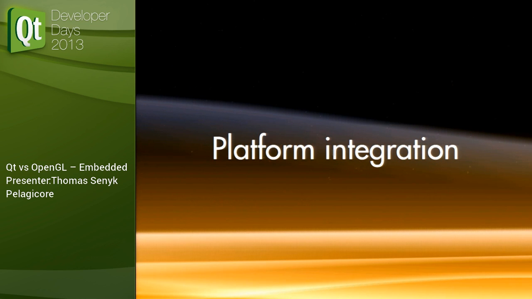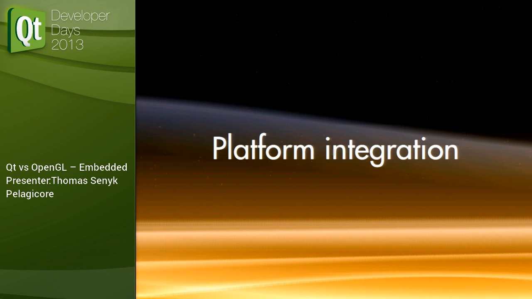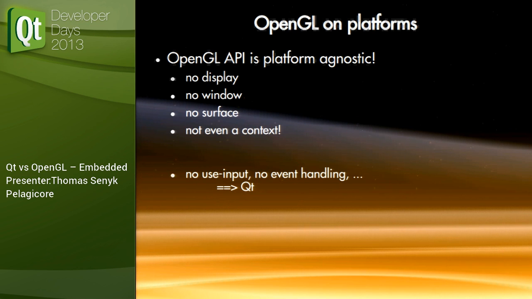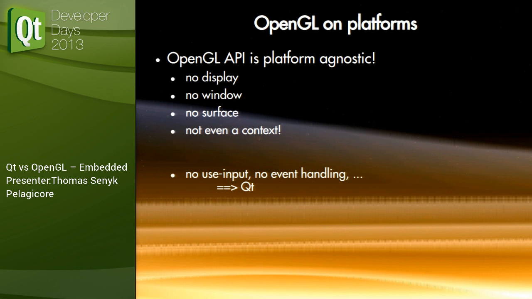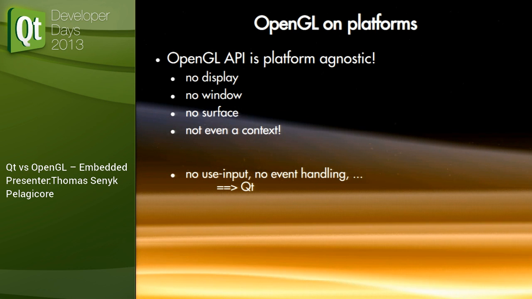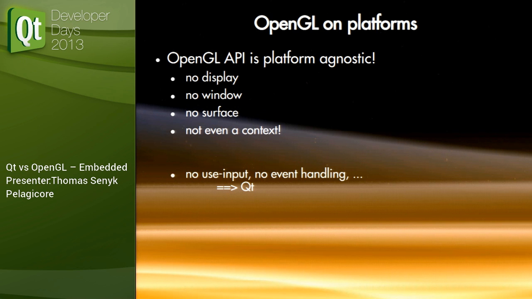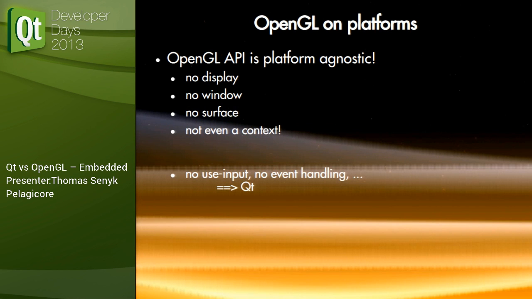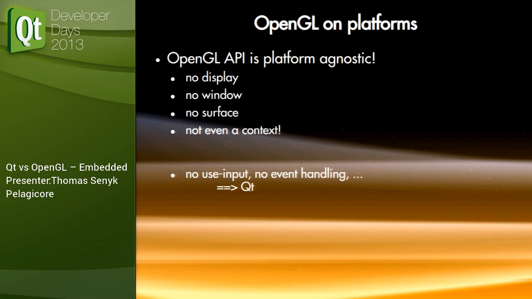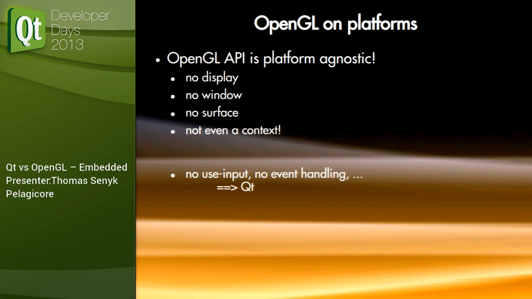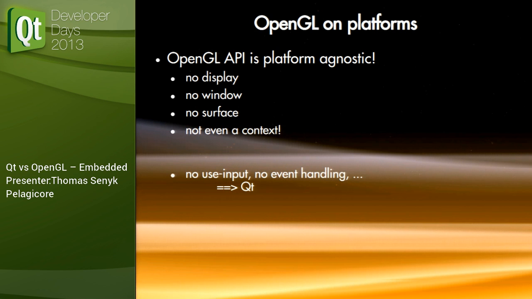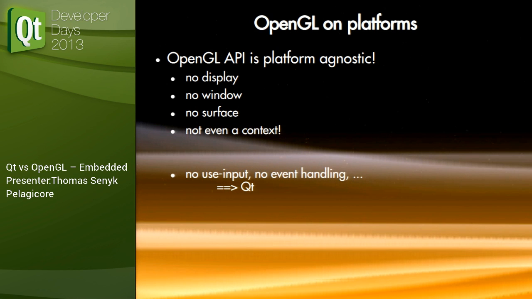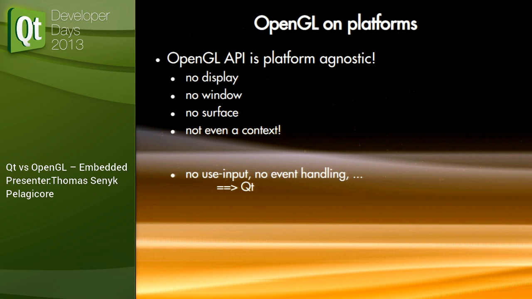Yeah. Platform integration, we already touched that. It's part of the driver. Why do I need that? So OpenGL is completely and absolutely platform agnostic. There's no way of accessing a display, your display server, or your Linux frame buffer, or whatever your display is. There's no way of creating windows. There's no way of creating a surface. Not even a context. We've already talked about that. So there's a lot of puzzle pieces missing in the OpenGL API for good reason. The reason is the OpenGL API is completely platform agnostic.